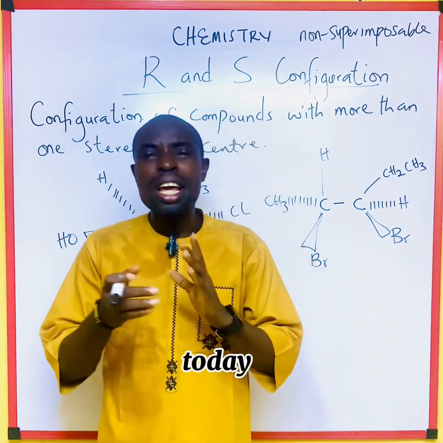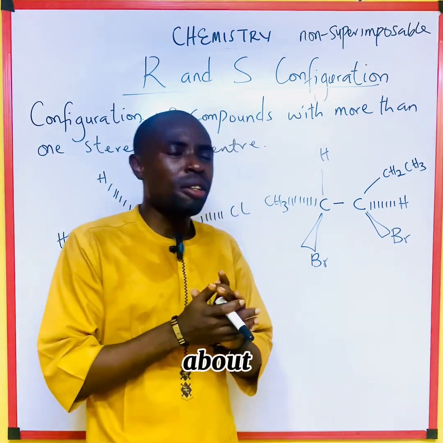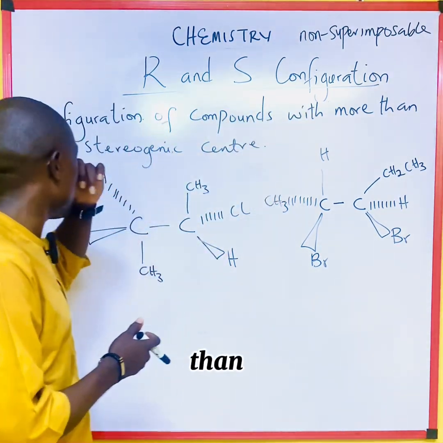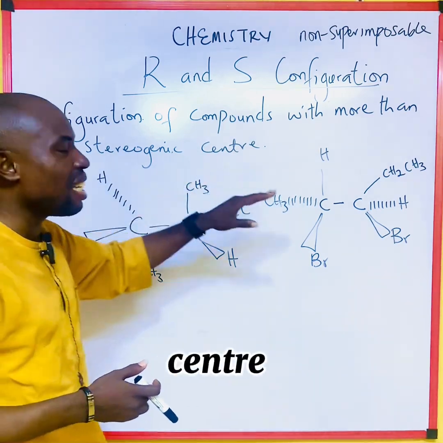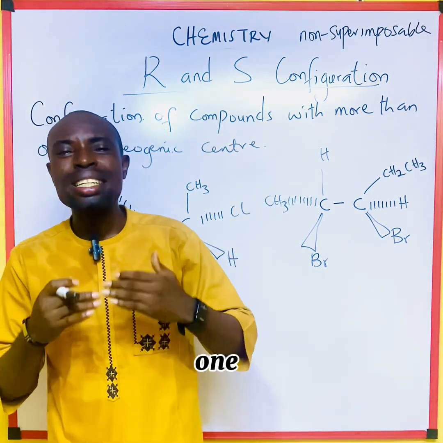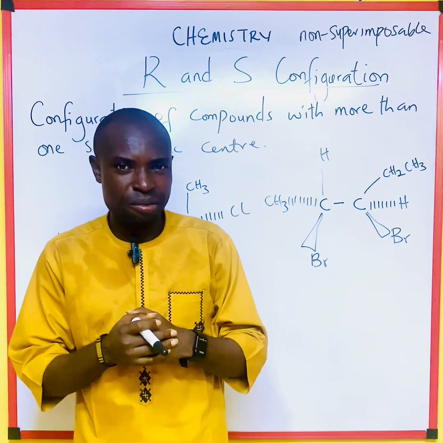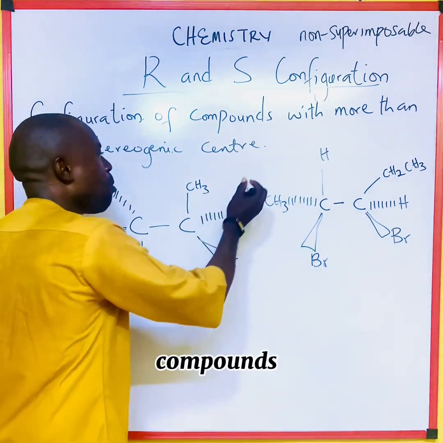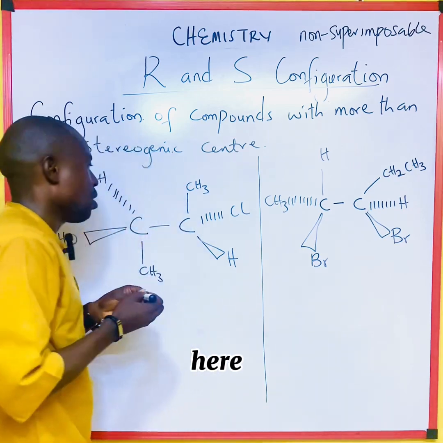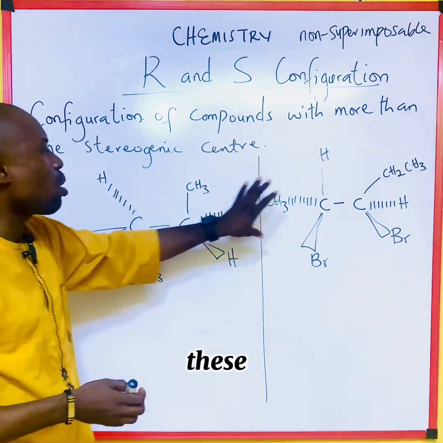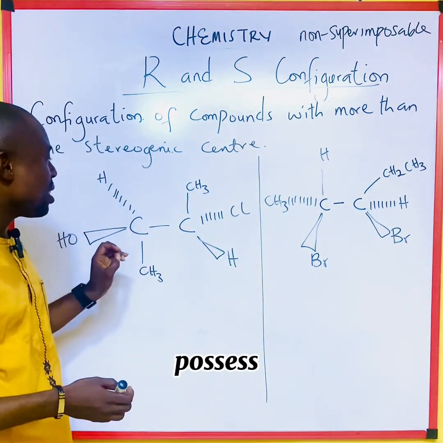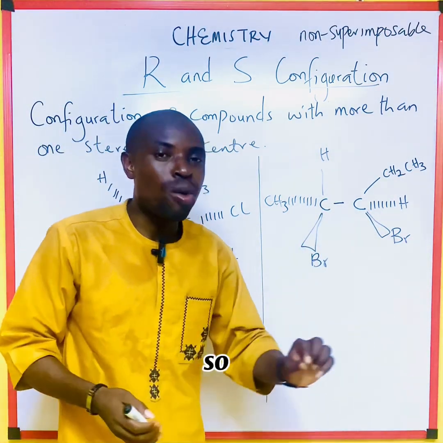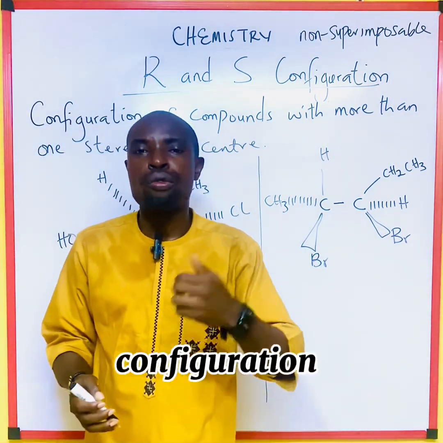And today we are going to be talking about the configuration of compounds with more than one stereogenic center, or more than one chiral center. Now on the board we have two compounds here, and each of these compounds possesses two chiral carbons. So we have to determine the R and S configuration.